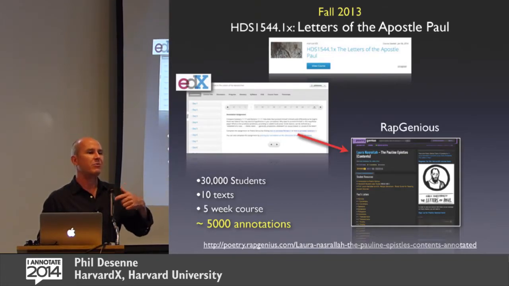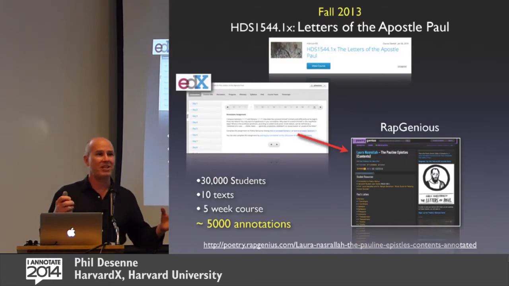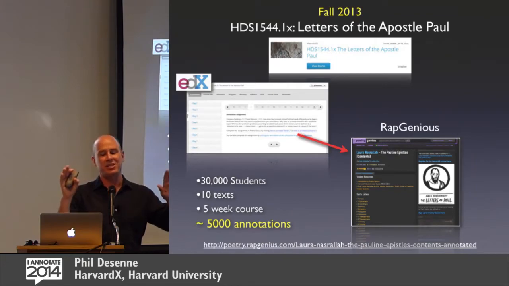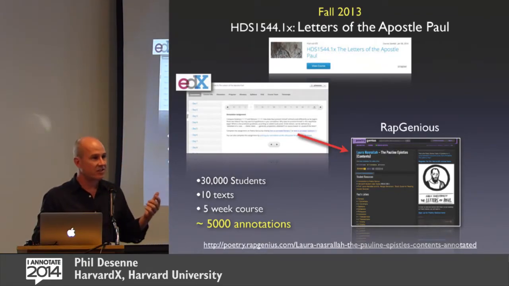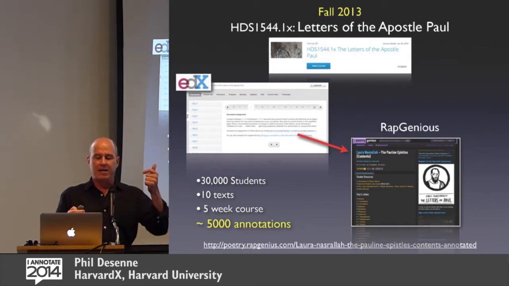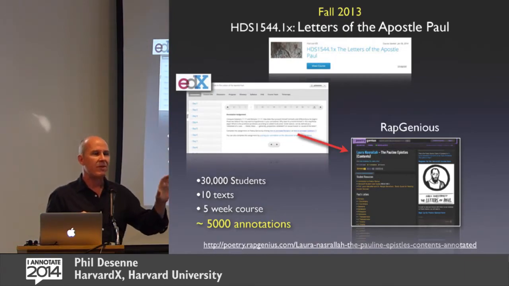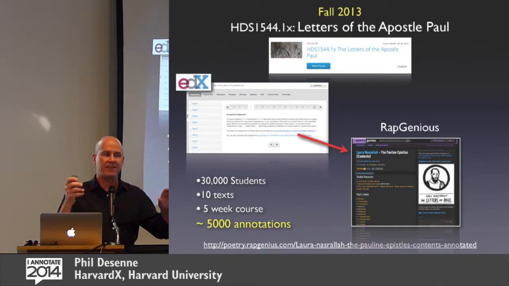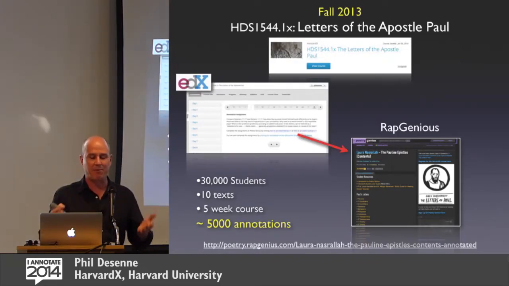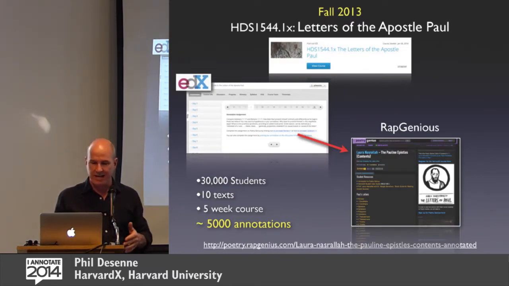As we were developing the tools, we were still lacking some tools, and Rap Genius actually started working with one of the courses to incorporate annotations into the course. There were about 30,000 students in the Letters of the Apostle Paul course. About 10 texts were annotated, and it was a 5-week course. I don't have too much data about this, and the data that I have from my course doesn't relate too much to this one because they're not the same, apples and oranges. But there were roughly about 5,000 annotations and a lot of commentary around that.